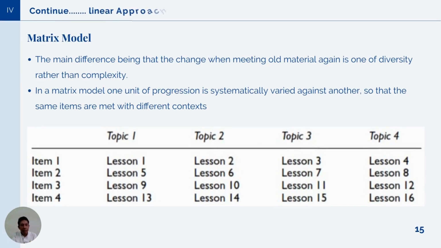The next is matrix model. The main difference being that the change when meeting old material again is one of diversity rather than complexity. In a matrix model, one unit of progression is systematically varied against another, so that the same items are met in different contexts. One item can be studied in different contexts. We can see in the table.